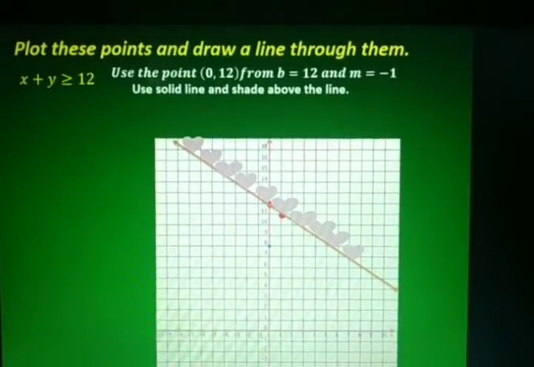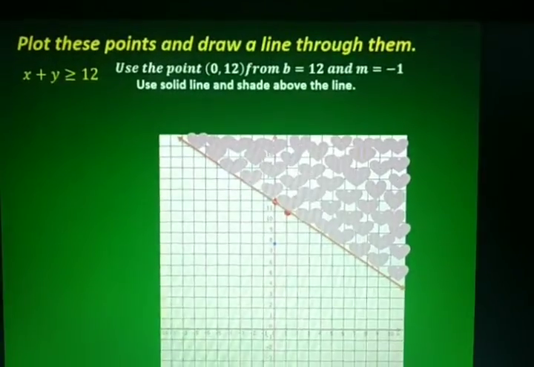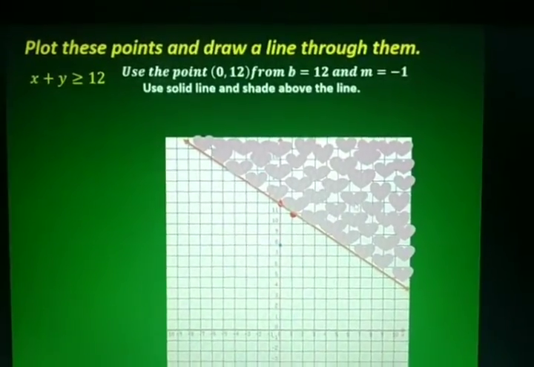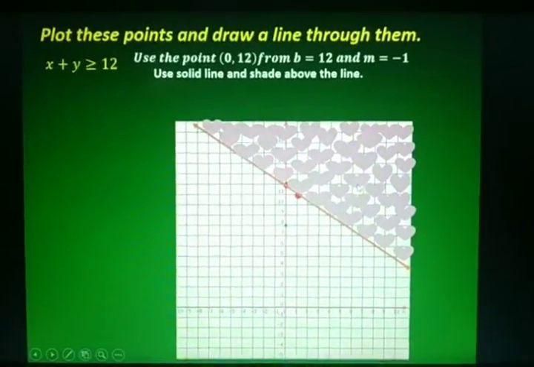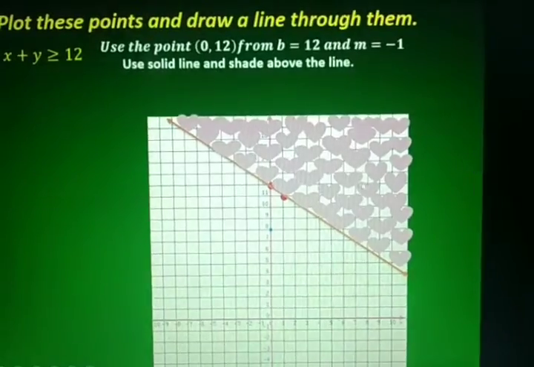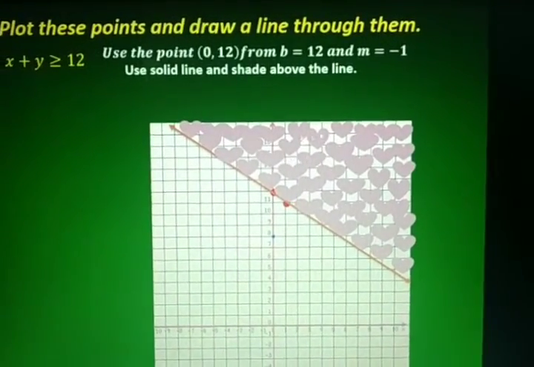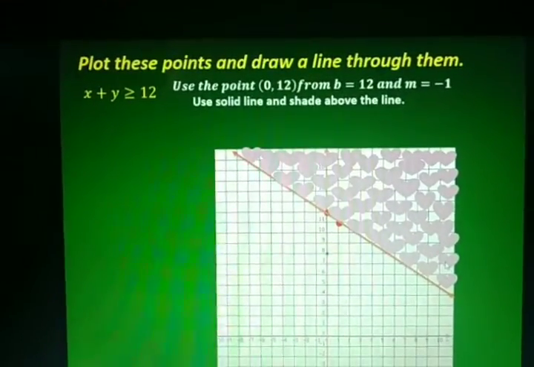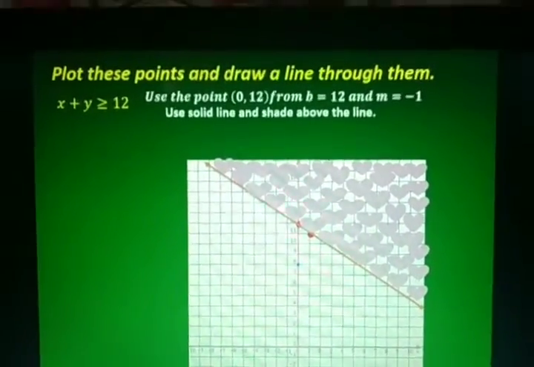I'll shade it with hearts, class, so that there is some design. But in your own case, if you want, you can add a design. All of the shaded area with hearts are the solutions of this linear inequality. But remember, this is a system, so there are two inequalities.